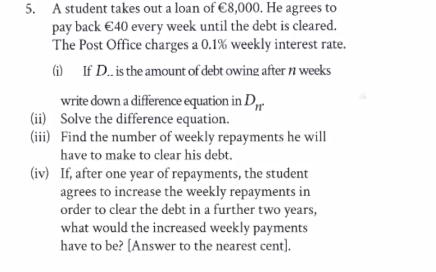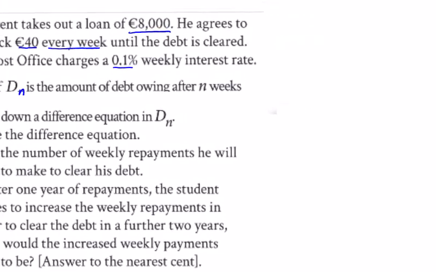In question 5, we have a student taking out a loan of €8,000, agrees to pay €40 every week, and the interest rate is 0.1%. So if dn is the amount of debt owing after n weeks, we solve and do all these kinds of questions that we're asked to answer. We've done loads of them at this point.